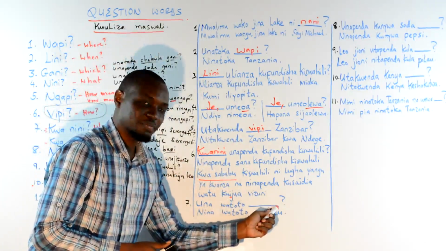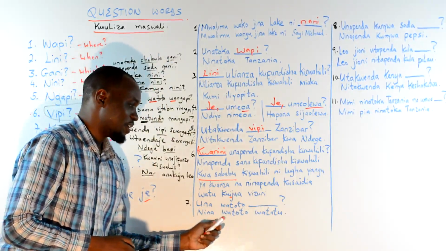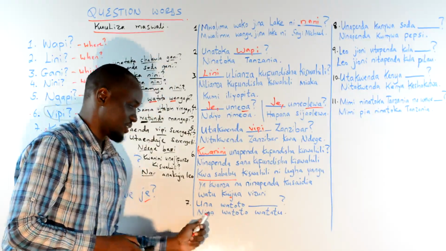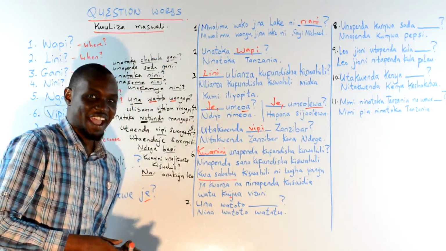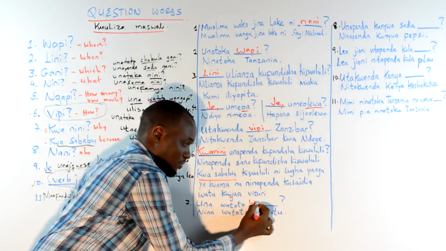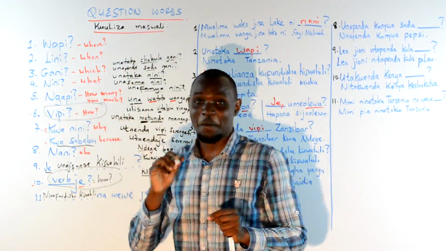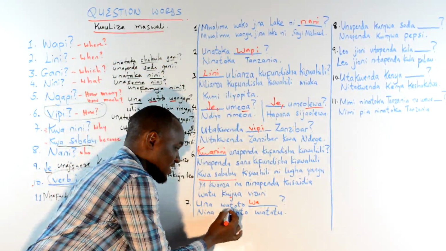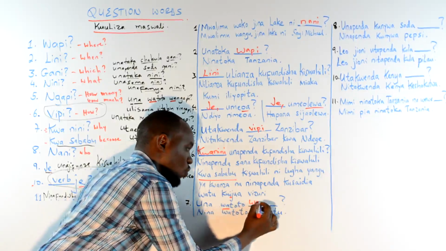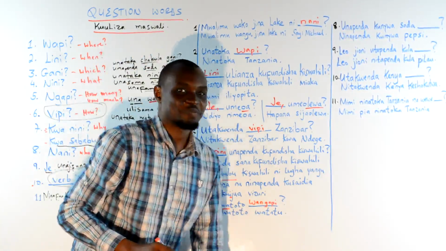Una watoto dash. Nina watoto watatu is I have 3 children. So what will the question be there? How many children do you have? Una watoto. You remember how much is ngapi? But it goes with the noun of that sentence. So una watoto wa ngapi? Una watoto wangapi? Nina watoto watatu. Okay, let's see this.